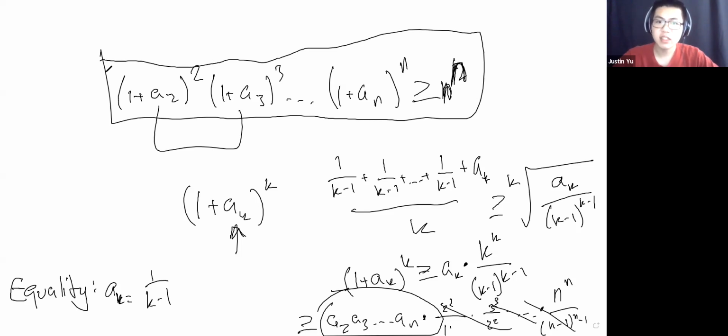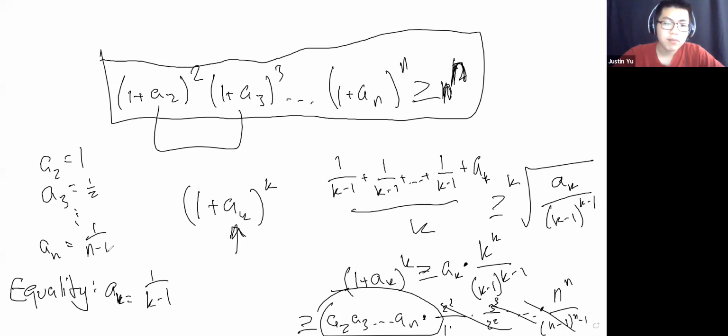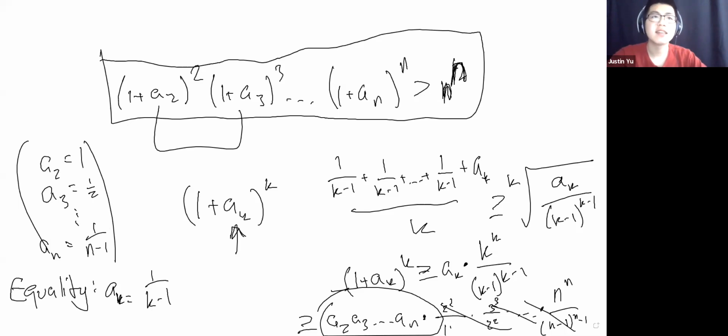We're not done. We need to show that equality does not occur. But this is easy because the equality cases for every single one of these are going to be a_2 is 1, a_3 is 1/2, a_n is 1 over (n-1). And when you multiply all these together, you don't get 1, which is the given condition. So at least one of these equality cases is going to be false. So we can make this strict. Right, great.